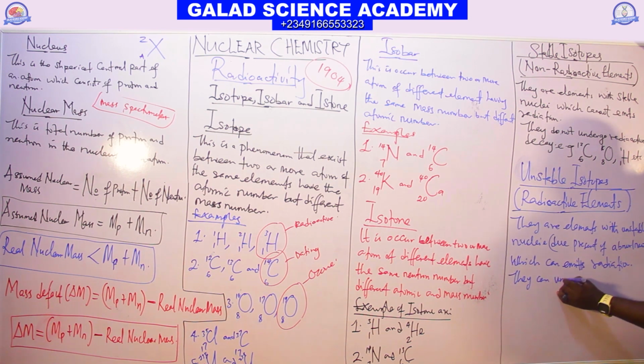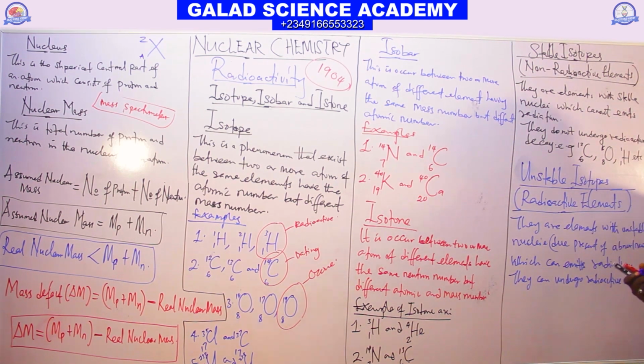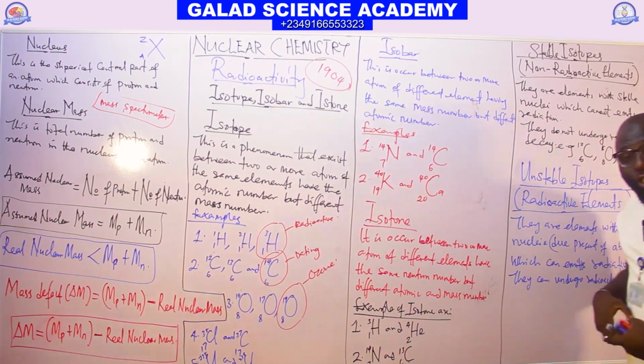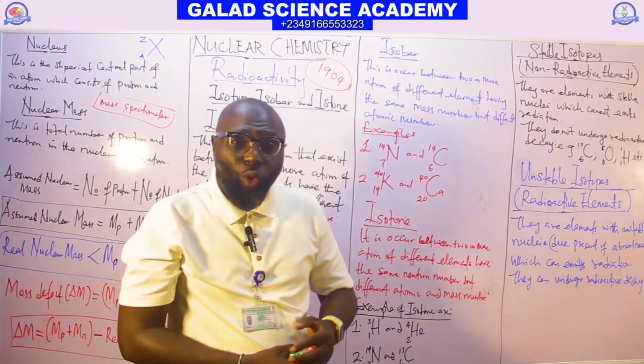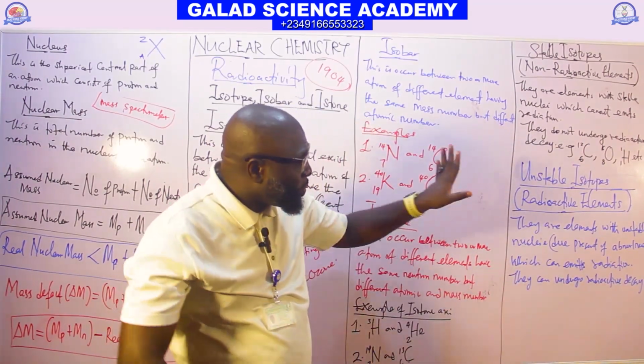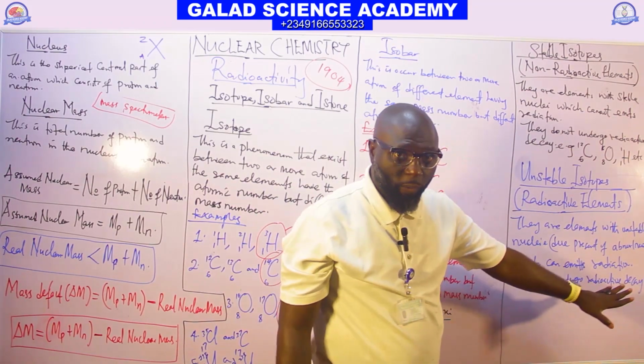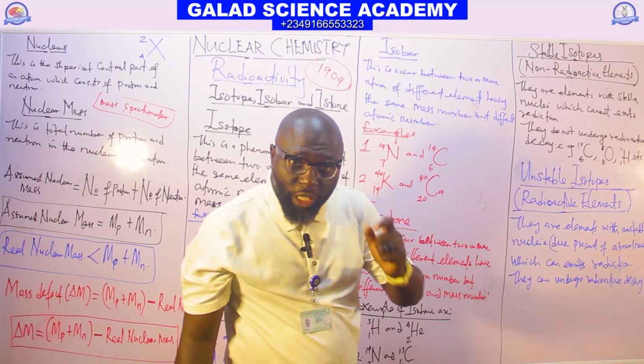They can undergo radioactive decay. Any element that has an unstable nucleus is called a radioactive element, and their nucleus is not stable. Because they have an unstable nucleus, they need to become stable. That is the major reason why they release radiation.